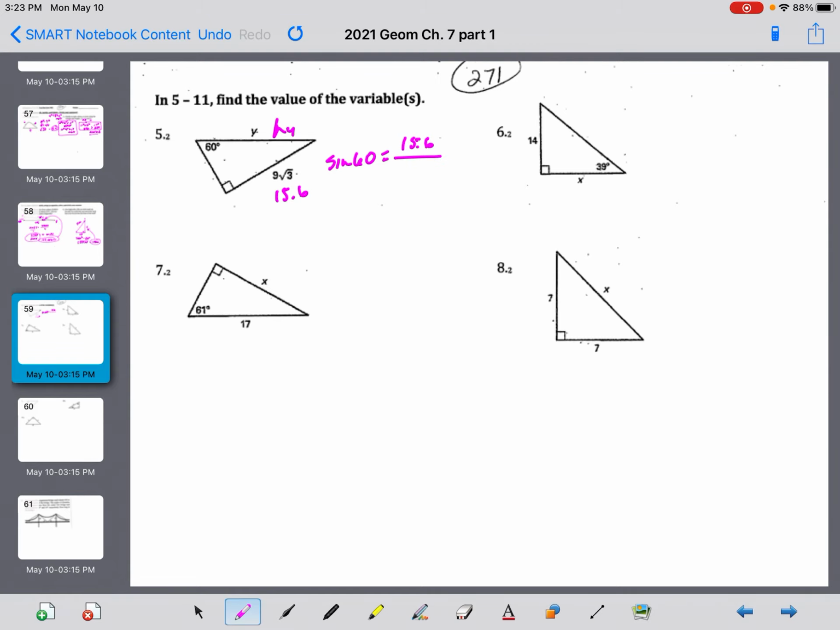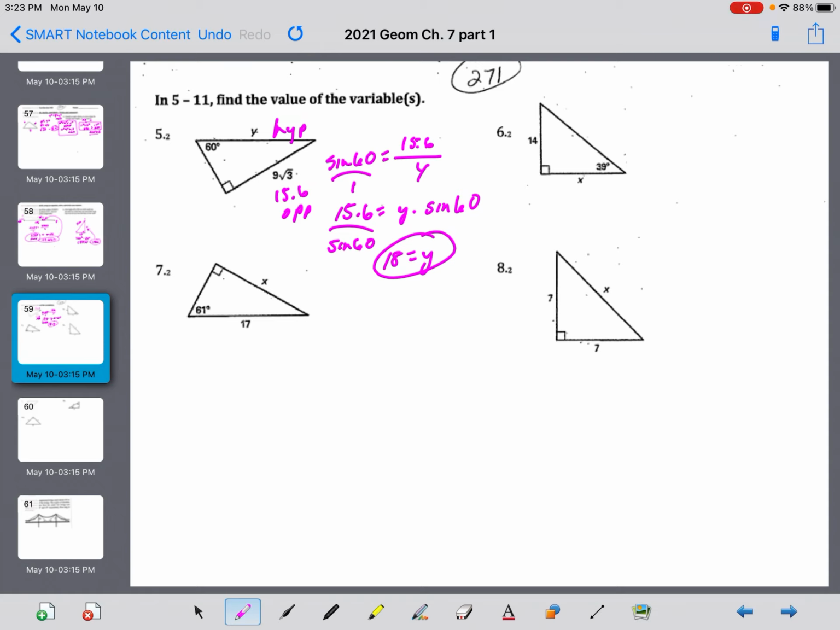Y would be the hypotenuse. 15.6 is the opposite. So 15.6 divided by y, and put it over 1, cross multiply. 15.6 is equal to y times sine 60, divided by sine 60. And that would take us there. Turns out your answer is going to be close to 18. Y is equal to 18. So that's number 5 on your sheet.